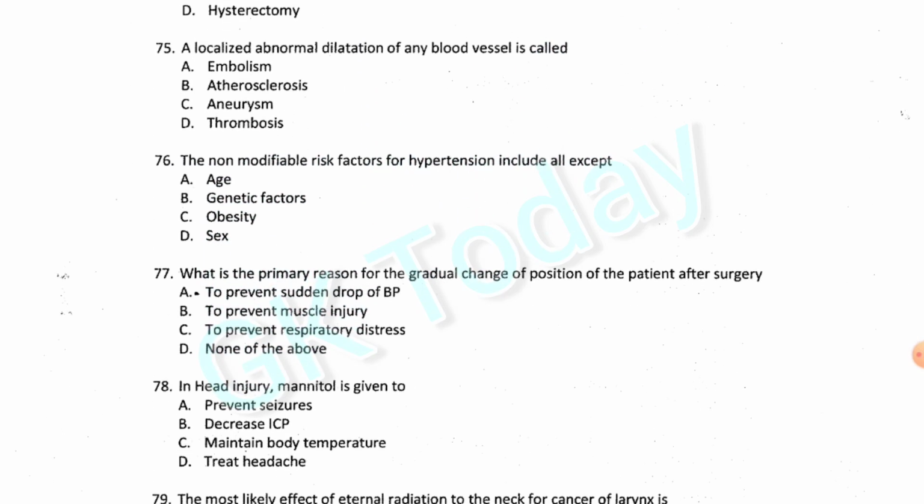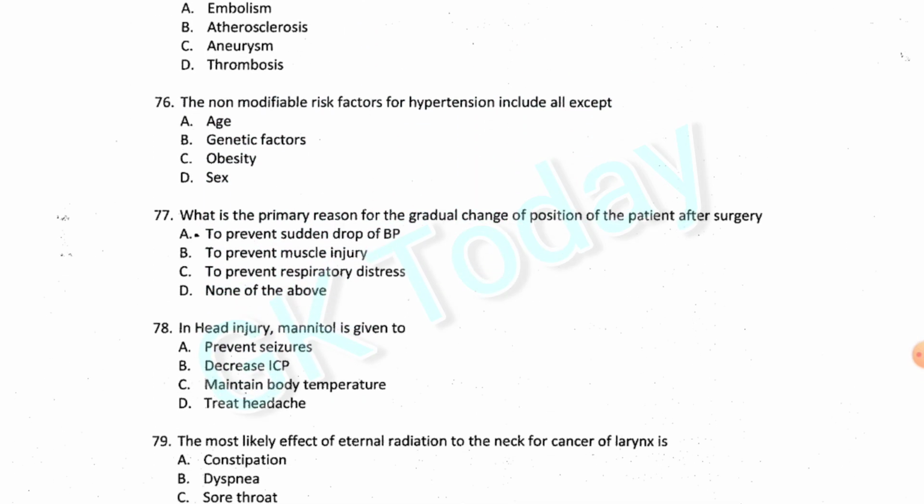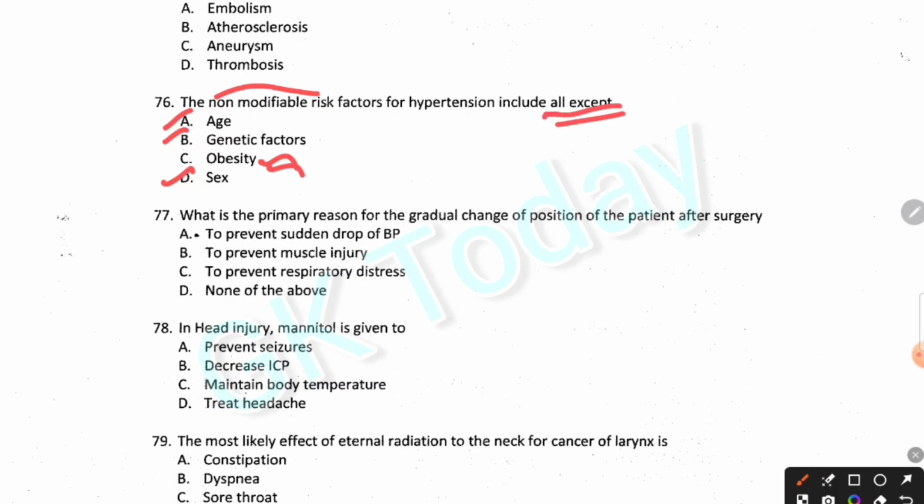Question number 76. The non-modifiable risk factors for hypertension include all except obesity. The non-modifiable risk factors for hypertension are age, genetic factors and sex. These are non-modifiable risk factors except obesity. So correct answer is option C.